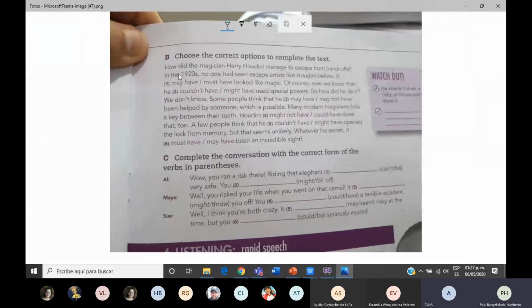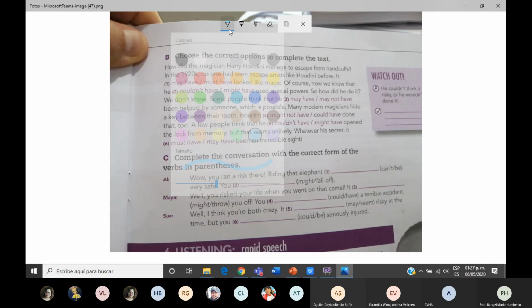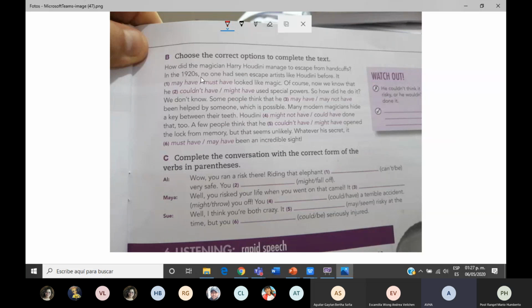Okay. Tenemos, how did the magician Harry Houdini manage to escape from handcuffs? In 1920, no one had seen escape artists like Houdini before. It must have looked like magic. What do you have? So no one had seen an escape artist like Houdini. So it may have looked like magic, or it must have looked like magic.